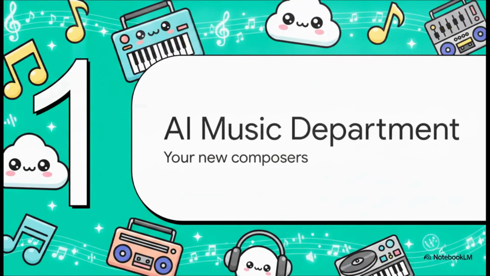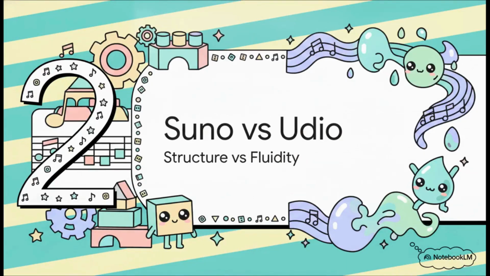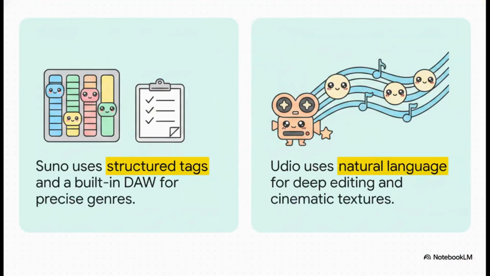All right, let's jump straight into section 1, your AI music department, and hiring your new browser-based composers. Which takes us right into section 2, Suno versus Udio philosophies. It's the ultimate face-off between structure and fluidity. Consider this your orientation as the director of these incredibly powerful new AI specialists. Because you're no longer just a creator, you're an executive producer now.